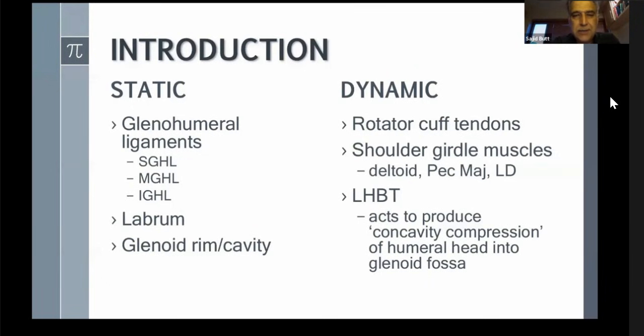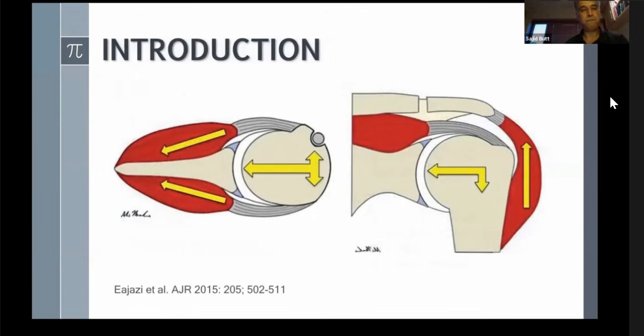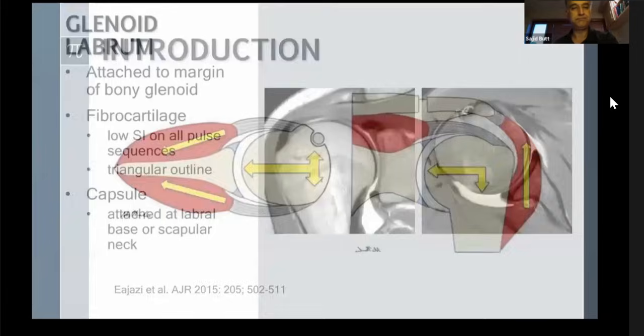The dynamic stabilizers are the rotator cuff tendons, the shoulder girdle muscles, deltoid, pec major, and latissimus dorsi, and the biceps, which creates a good stabilizing effect on keeping the humeral head in its correct space. So these are the structures: the humeral head and the glenoid and the labrum, and then the muscles around it, which keep a balance of forces, which keeps the humeral head nicely and firmly attached to the glenoid labrum.